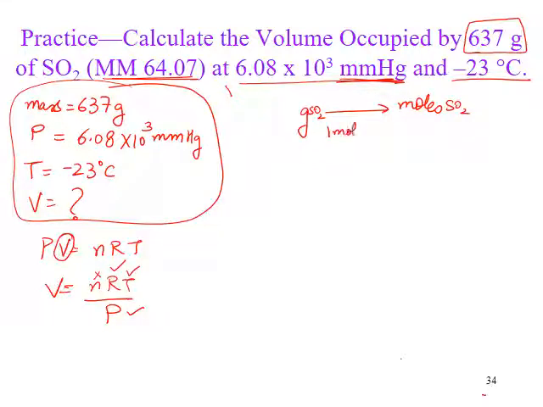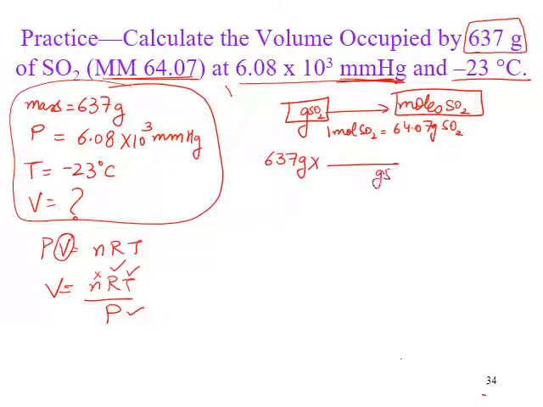So 1 mole of SO2 will be 64.07 grams of SO2. If I start with what's given, which is grams, 637 grams. To cancel grams, I divide by grams of SO2 and multiply by moles of SO2. Mole is 1, gram is 64.07. Gram and gram cancel. I'm left with moles of SO2, which comes out to be 9.94 moles of SO2.